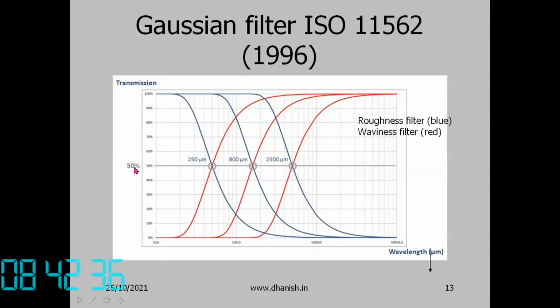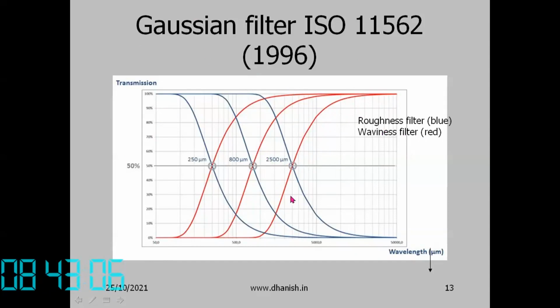Transmission percentage. So the roughness filter is shown in blue. So this is a roughness filter. That means the roughness is filtered out and waviness is transmitted. Waviness filter. So for this curve, this is 2500 micron. So wavelengths above 2500 micron are all filtered out.